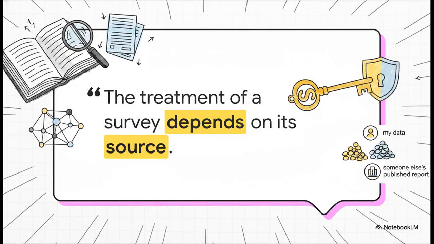And that brings us to our golden rule. The treatment of a survey depends on its source. It really is that straightforward. You absolutely cannot apply a blanket rule to every single survey you encounter. The way you handle the attribution changes fundamentally based on exactly where that survey came from and how it was distributed. So you always have to ask yourself: is this my data? Is this someone else's published report? Or is it just the questionnaire itself? Getting the source right is exactly what dictates the correct treatment.